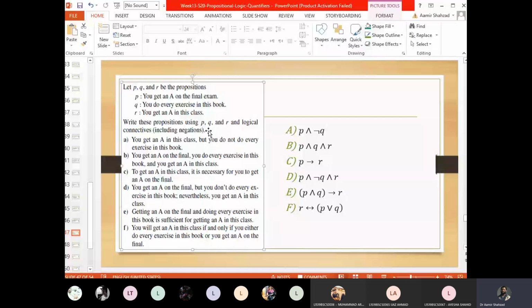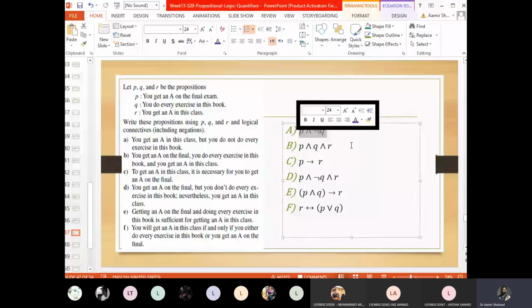So here we don't have quantifiers, it's simply logical connectives. Actually, we have done similar things in the assignment. You get an A in this class, so this is the P statement, but you do not do every exercise in this book. So but is the AND operator. You do not do every exercise in this book, so not Q. So this first statement is P and not Q.